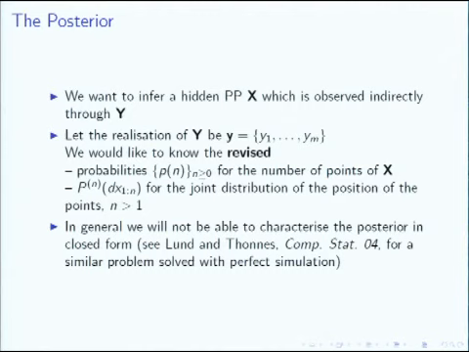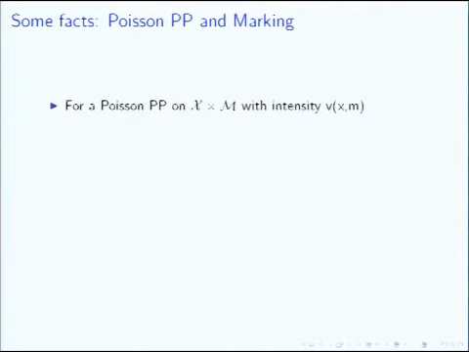And just as a remark, these types of observation models are not unique to tracking. They've also been considered in other applications. If you're interested in how you get the posterior distribution for this type of observation model for a prior which is not Poisson, for example, a Strauss process, which is more appropriate for different applications, you can look at this paper where they solve the problem using perfect simulation.